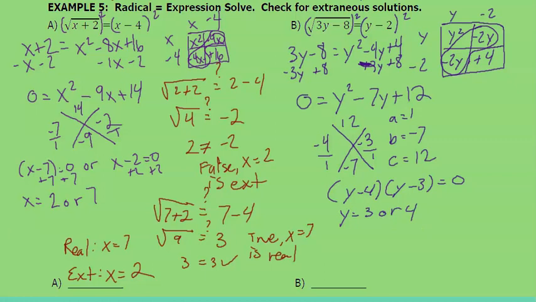So we're going to plug in both of those to see if they are real or extraneous. So let's plug in 3. We're plugging these into the original equation. So it's the square root of 3 times 3 minus 8 equal to 3 minus 2. Is the square root of 9 minus 8 equal to 1? Yes, the square root of 1 does equal 1, so that one's real.